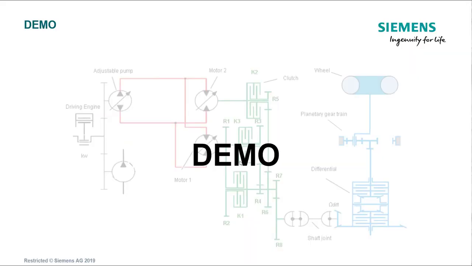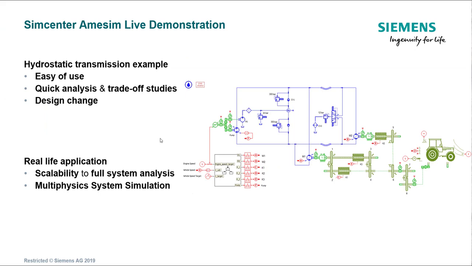All right, let me switch back to the presentation. What I've showed you is an example of a hydrostatic transmission. The ease of use on putting a model together, changing parameters, doing a quick analysis and trade-off study of, in this case, the startup speed of the pump, and make that design change and analyze the result to pick the right design choice. And then I showed real live application of the tractor with a full hydrostatic transmission, two separate pumps, and a transmission that's controlled by a controller that's defining the displacement or the fractional displacement of the pumps. That really is a multi-physics system simulation model.